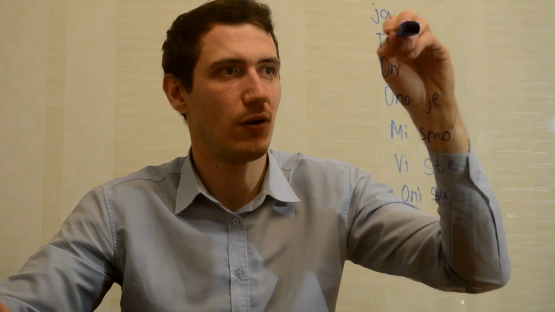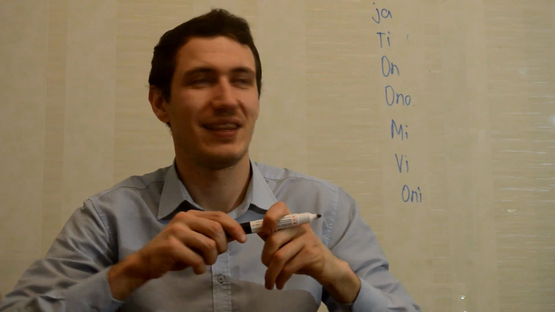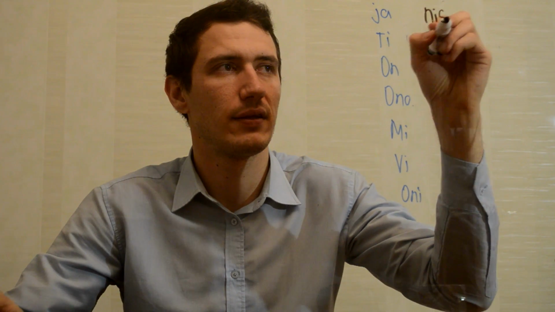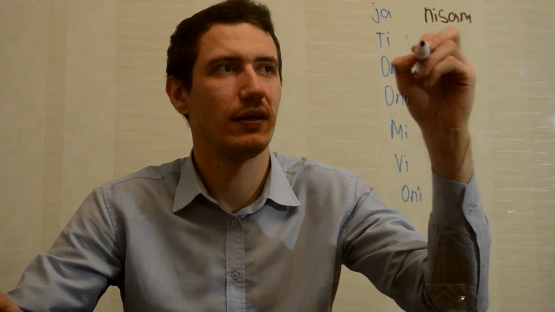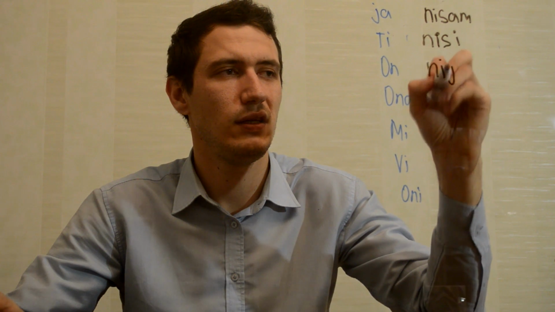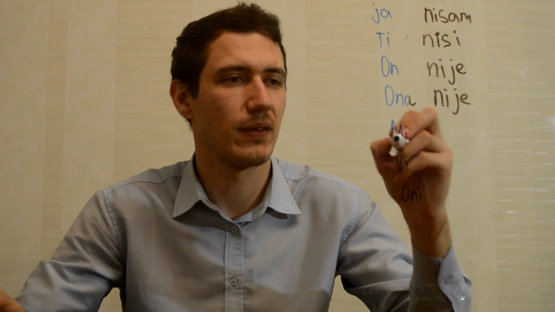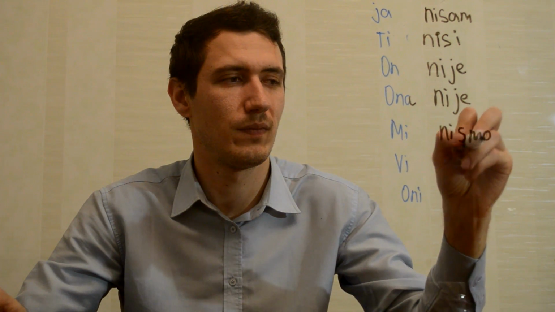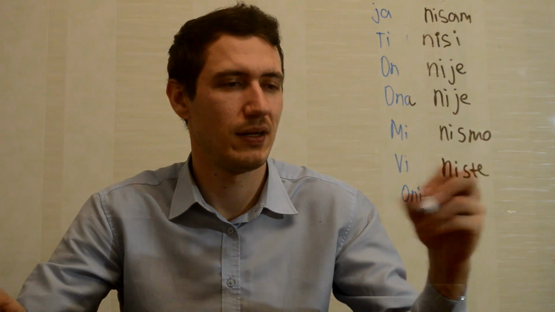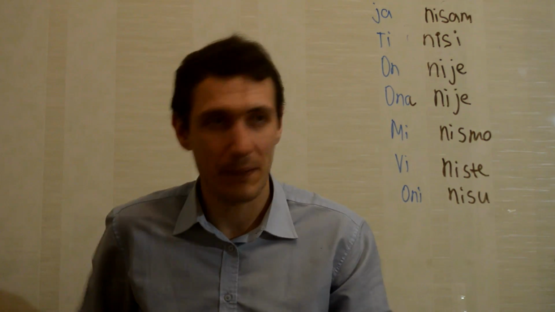Now we need to learn one more thing about the verb to be. How to say I am not. We just put ni before the conjugated form of the verb to be. Ja nisam Azad. Ti nisi učenik. On nije Ivan. Ona nije Jelena. Mi nismo Hrvati. Vi niste Srbi. Oni nisu Amerikanci.